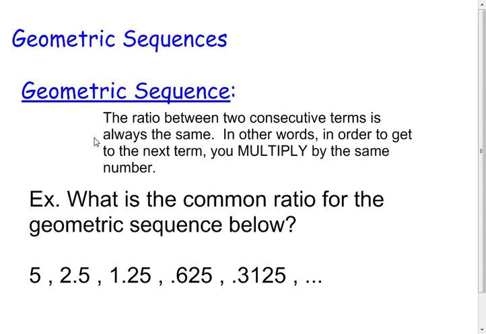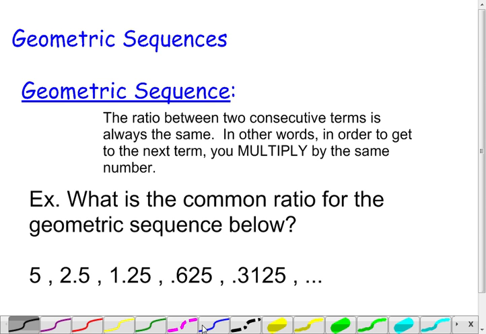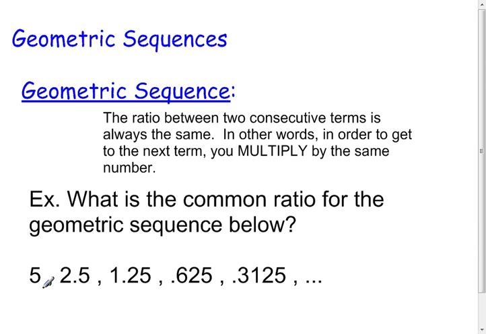So here's an example to try to explain what I'm talking about. What's the common ratio for this geometric sequence below? If we were doing an arithmetic sequence, we would say this one goes down by 2.5, this one goes down by 1.25, and this goes down by 0.625. And we notice these aren't the same difference. So it isn't an arithmetic sequence, obviously, because you're not subtracting the same number. So we don't want to do that.